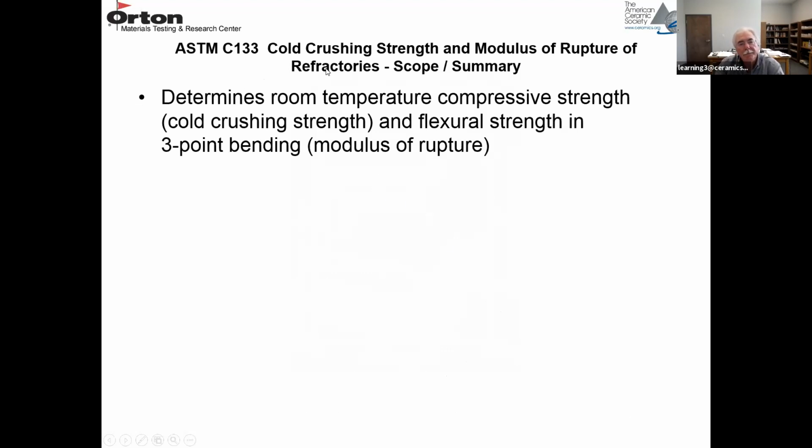There is a series of ASTM tests that you can use to measure compressive strength and bend strength or flexural strength. So ASTM C133 is a common test that's used all the time to measure room temperature compressive strength. And in the refractory industry, for some reason, they call it cold crushing strength. And flexural strength is the 3-point bend test, also known as the modulus of rupture.